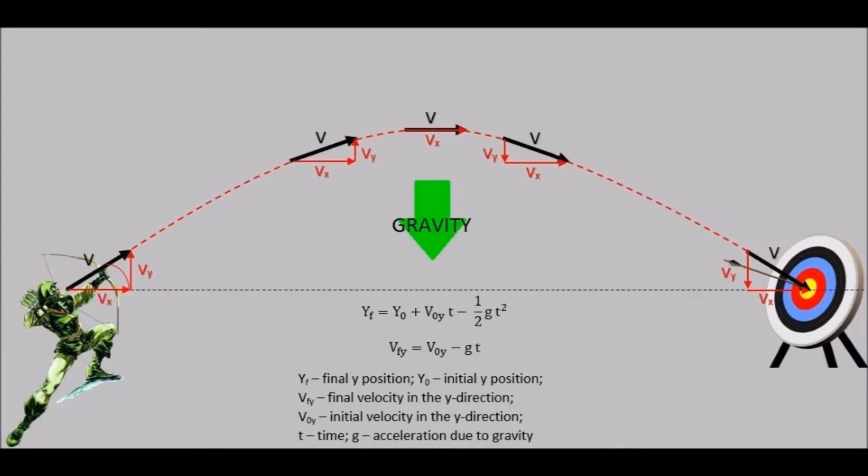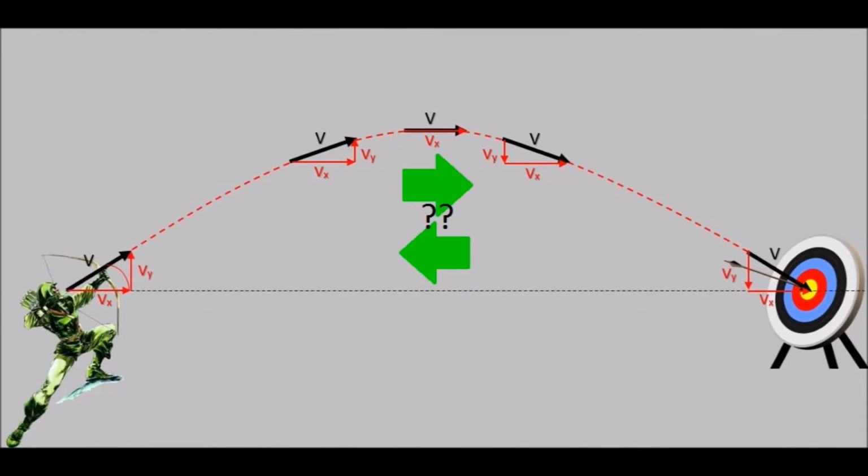Therefore, the following equations can be used to describe the motion of the arrow in the y direction. The first allows you to solve for the height, or y position, of the arrow at a given time. The second allows you to solve for the arrow's velocity in the y direction at a given time. So what about the x direction?